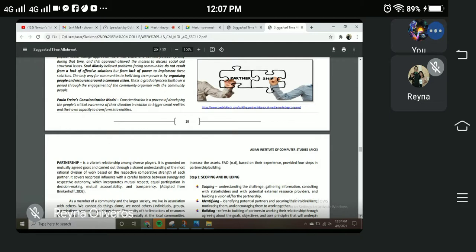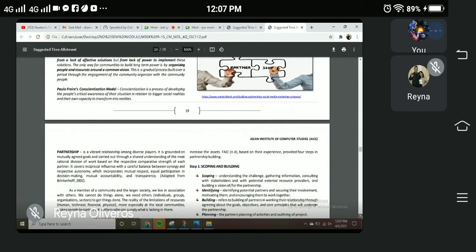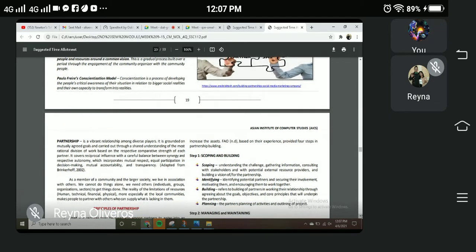No? And it covers reciprocal influence with a careful balance between synergy, when we say synergy, working together, and respective autonomy. Okay? So, as a member of a community and larger society, we live in association with others. We cannot do things alone and we need others to get things done. Okay? These are individuals, groups, organizations, or even sectors. So the reality of the limitations of resources like human, technical, financial, physical, more especially at the local communities, makes people partner with others who can supply what is lacking in them.